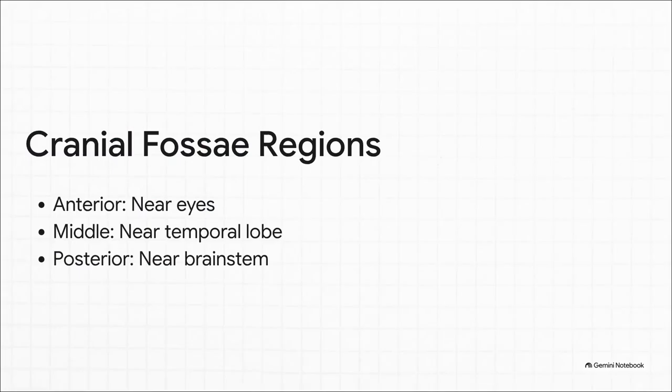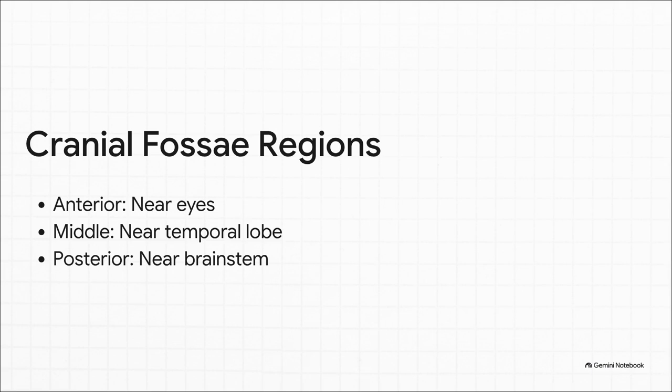Each of these 3 regions houses some absolutely critical passageways. Try to mentally map this out with me. Right at the front, near the eyes and nose, you've got the anterior cranial fossa, which is home to the optic canal. That's what carries the vital vision nerve. Now, move back a bit to the middle, near the temporal lobe. That's the middle cranial fossa, where you'll find the cavernous sinus. This is a massive intersection for nerves controlling eye movement and the carotid artery.